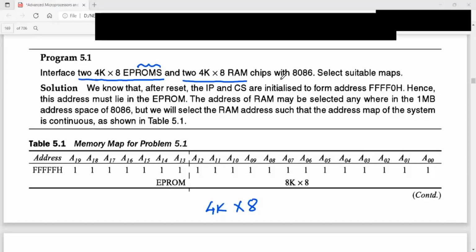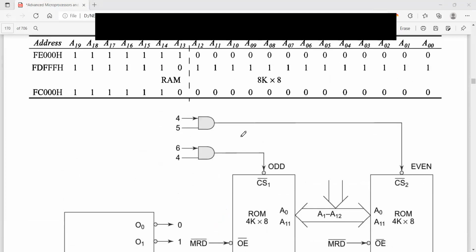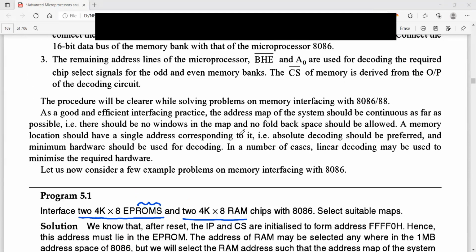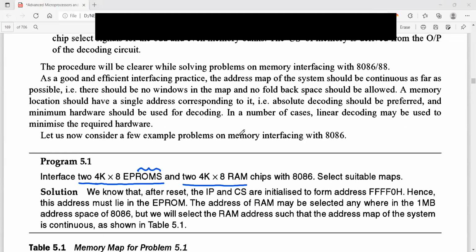Yes, you can see the book now. Is it visible? The question says: interface two 4K into 8 EPROMs and two 4K into 8 RAM chips with 8086. Here the diagram is there. I will come to this entire big diagram once I am done with the small descriptions which I need to make. So we have 4 ICs, each of 4K size.